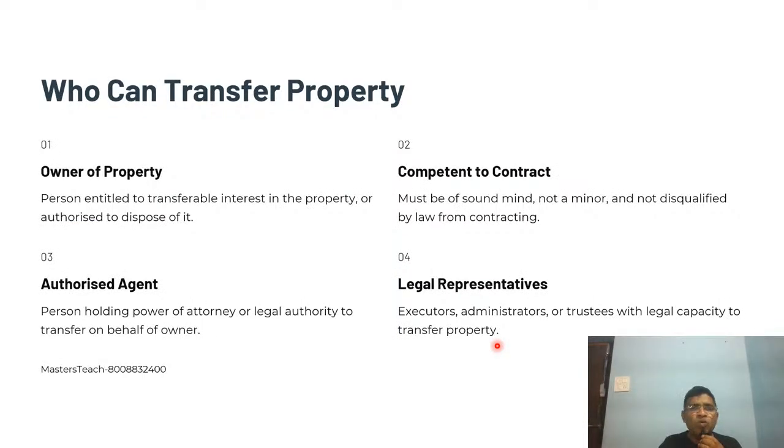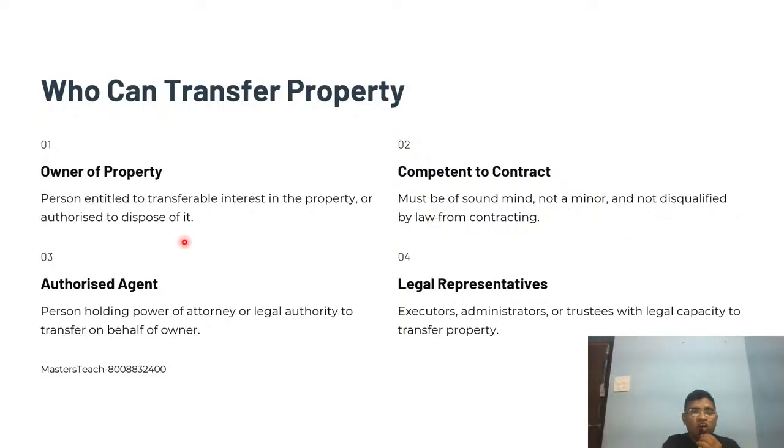Then who can transfer the property? Okay, first, owner of the property. The person entitled to transfer the interest in the property or authorized person to dispose it. So competent to contract. He must be of sound mind. That means he should be mentally fit. He should not be a minor. That means he is not below 18 years and not disqualified by any law from contracting.